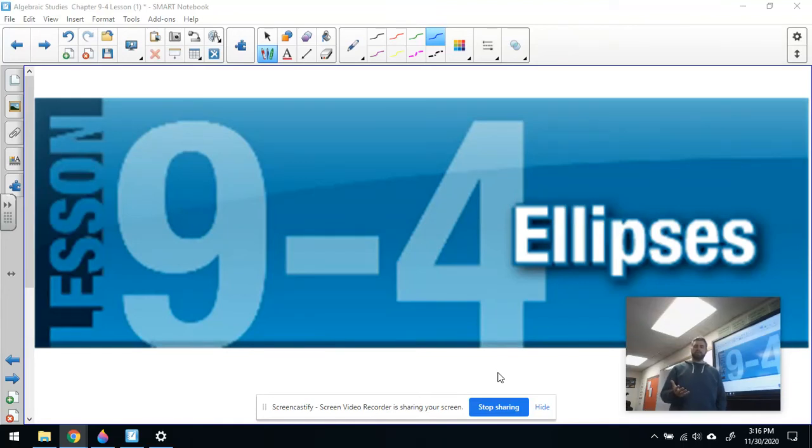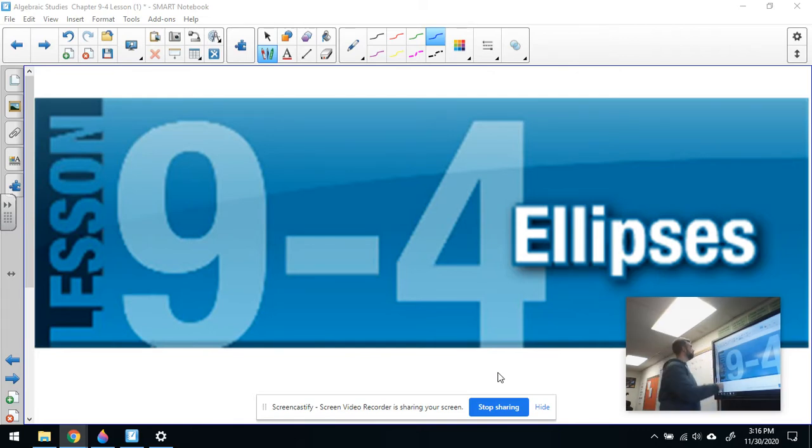Today we're going to be talking about section 9.4, which is on ellipses. Now, in our previous section 9.3, we talked about circles, and we said circles were defined as an infinite number of points that were equidistant from one point, and that equidistant was our radius, and that one point is the center. Ellipses are a little bit different.